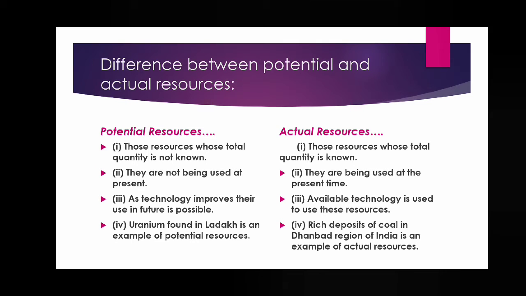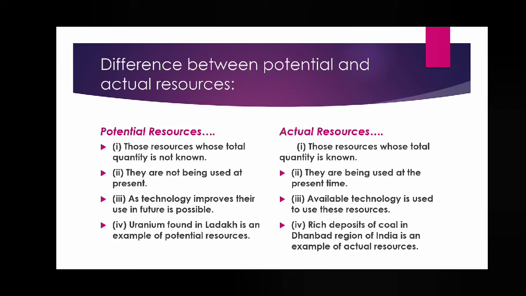It has the capacity, but it is not in use up to its full potentiality, up to its capacity. So it is called potential resources. And actual resources means that it is already in use and up to its maximum limit, maximum potentiality. So it is called actual resources.